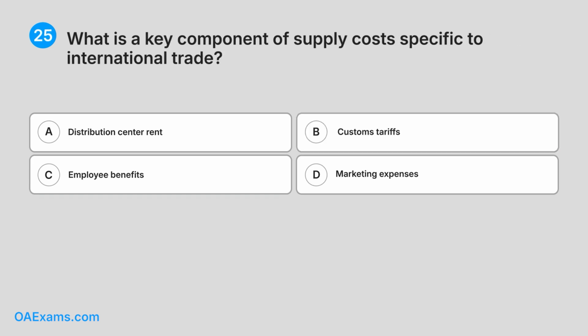25. What is a key component of supply costs specific to international trade? A. Distribution center rent. B. Customs tariffs. C. Employee benefits. D. Marketing expenses. Can you guess the answer?